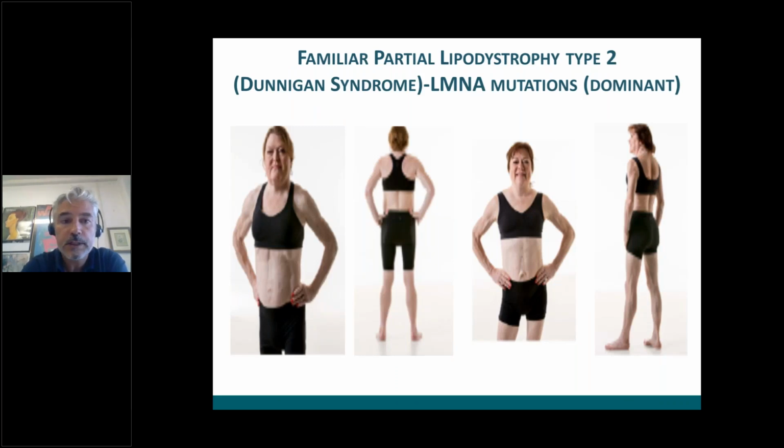The second disease that I would like to show and discuss with you is the familial partial lipodystrophy type 2. This is also known as Dunnigan syndrome. It's a lipodystrophy which is caused by lamin A gene mutations, and the disease is dominant. So this is not a very rare disease. It's one of the most frequent forms of lipodystrophy which you may encounter in your clinical practice and clinical activity.